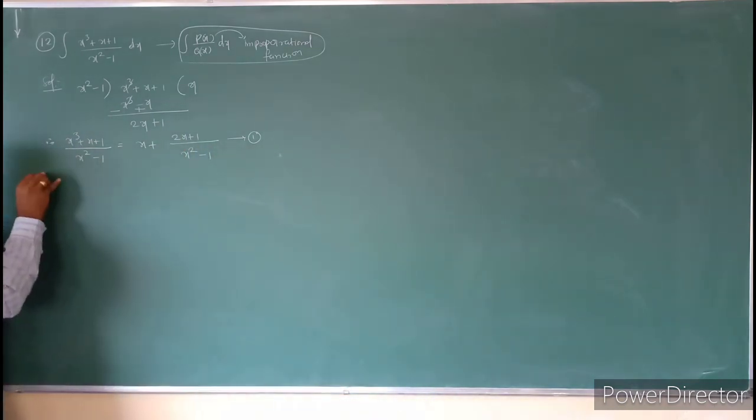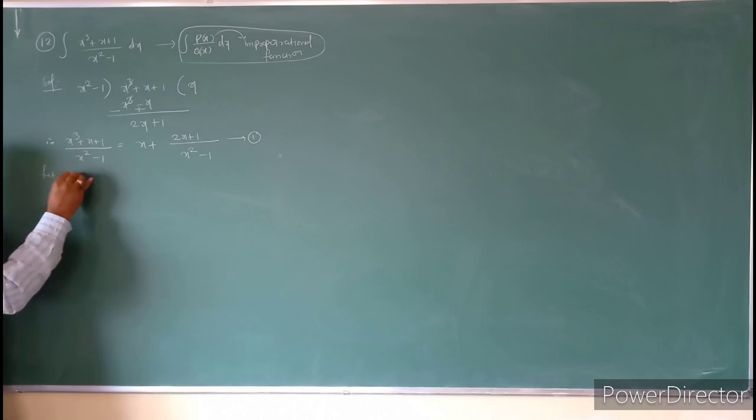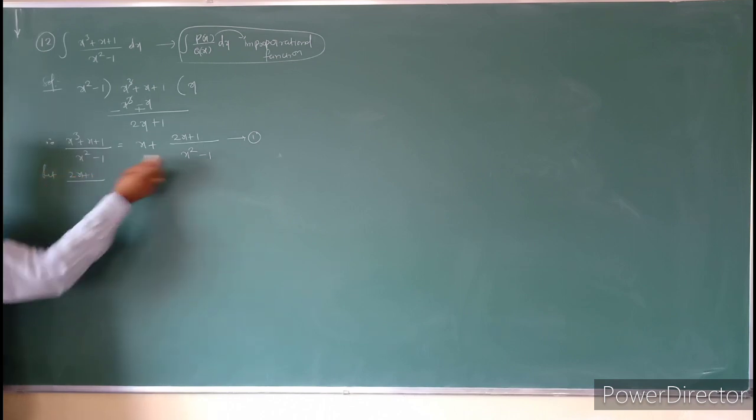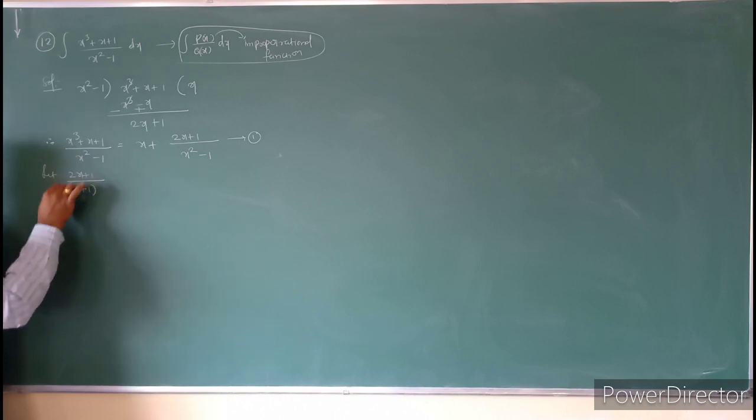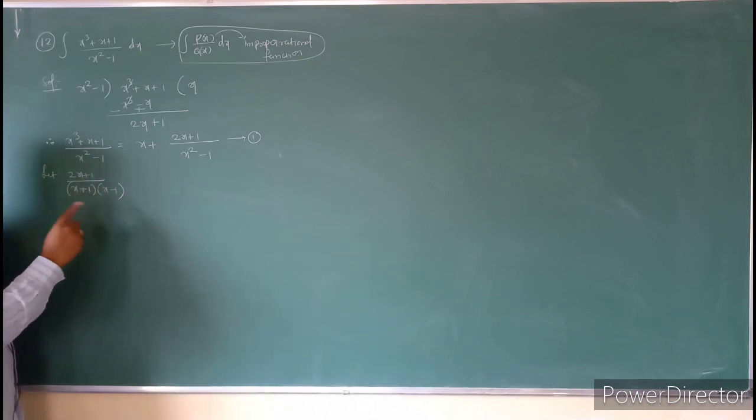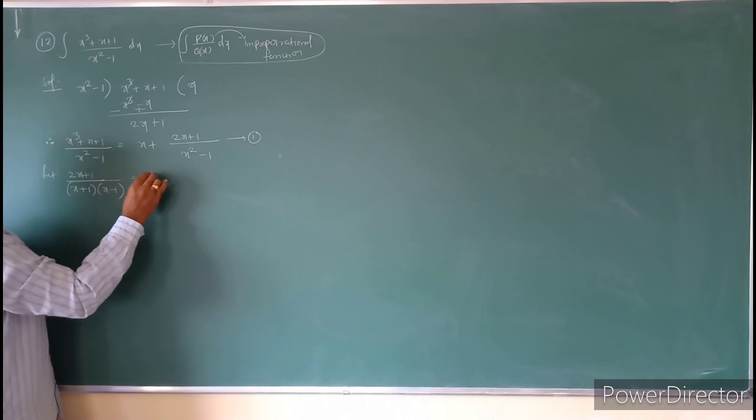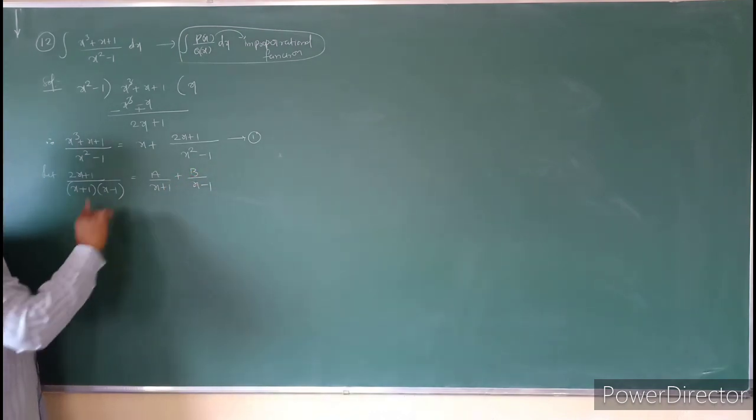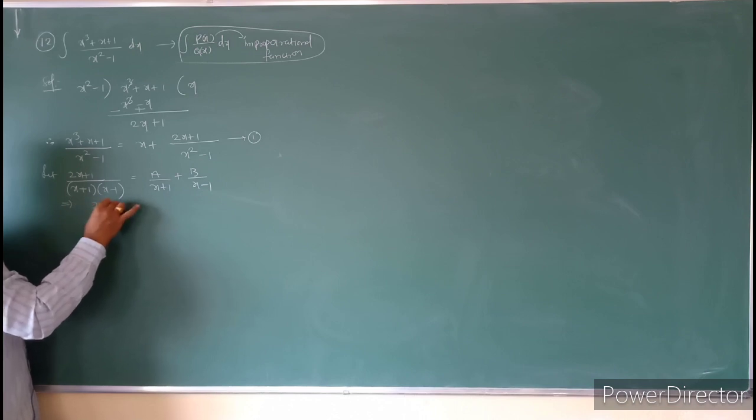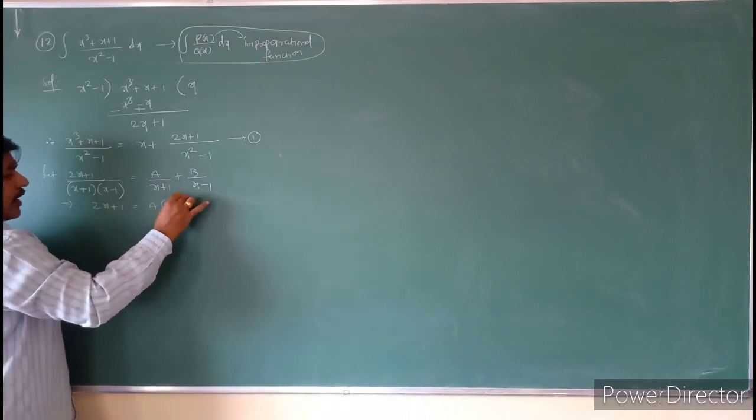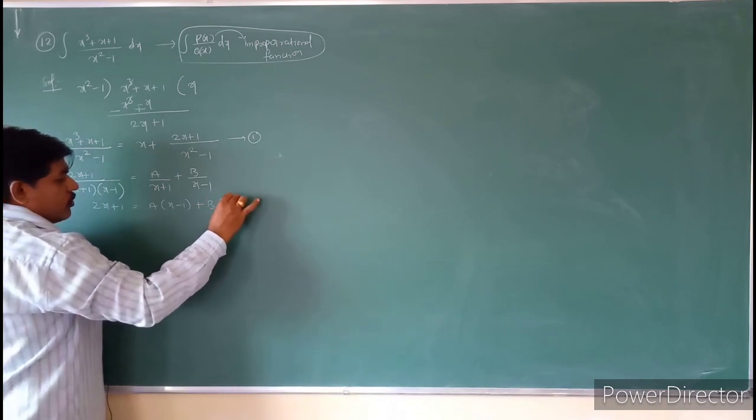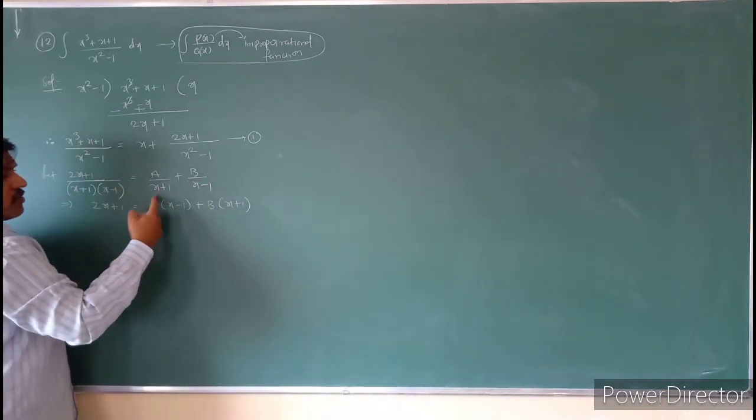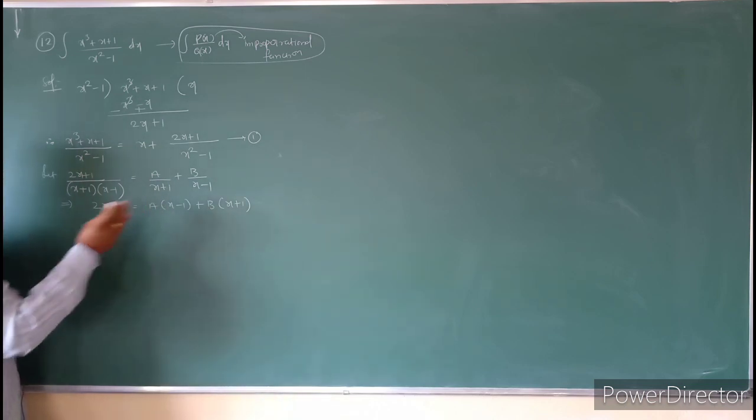So what did I do? Let (2x plus 1) by (x square minus 1). What is x square minus 1? x square minus 1 is nothing but x plus 1 into x minus 1. So this can be written with two linear terms: a by x plus 1 plus b by x minus 1. So take the LCM and you can take 2x plus 1 is equal to a into x minus 1 plus b into x plus 1, and cancel the denominators also.